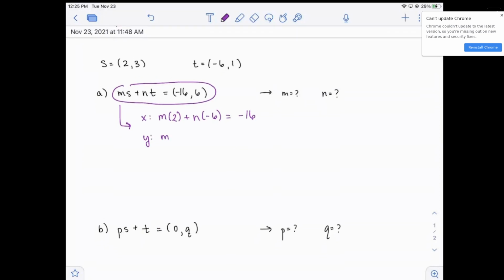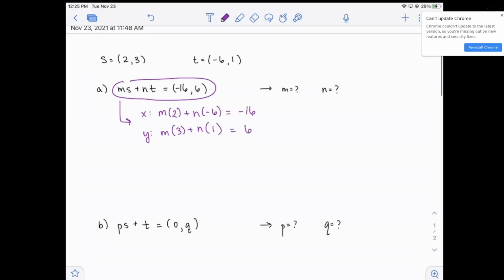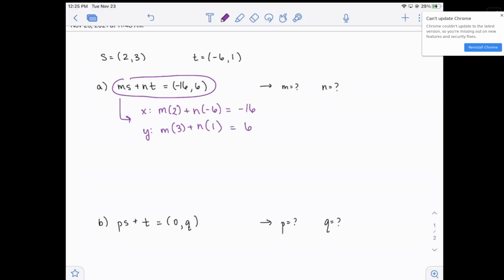which would give us m times the y component of vector s, which is 3, plus n times the y component of vector t, which is 1. And that's supposed to be equal to the y component of the final vector, which is 6. So now we have two equations with two unknowns, m and n. So solving for this is a system of equations. We could either do substitution or we could do elimination.